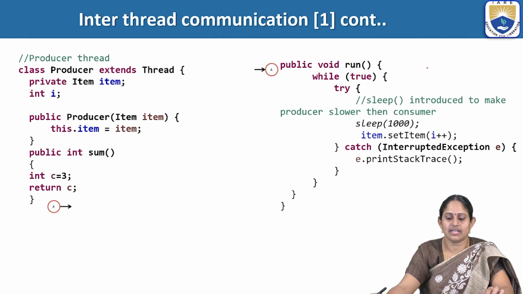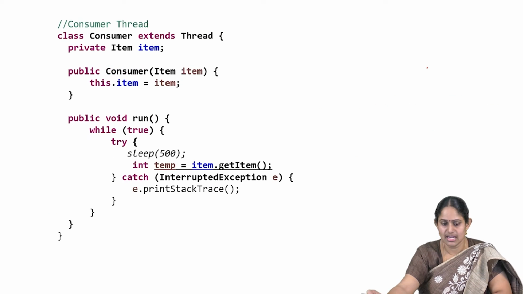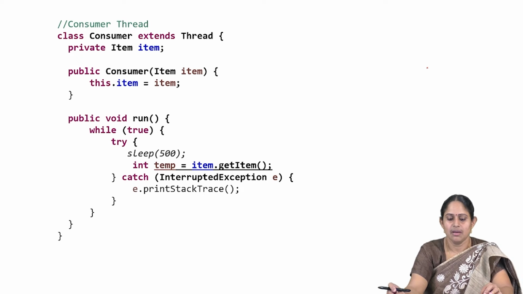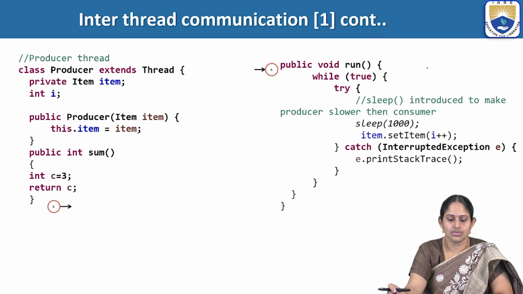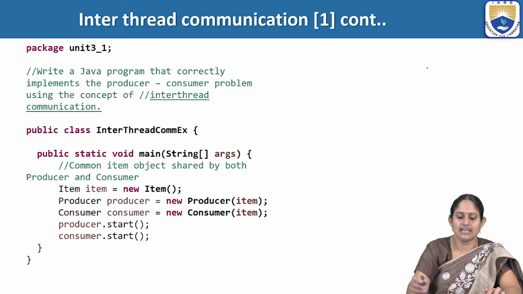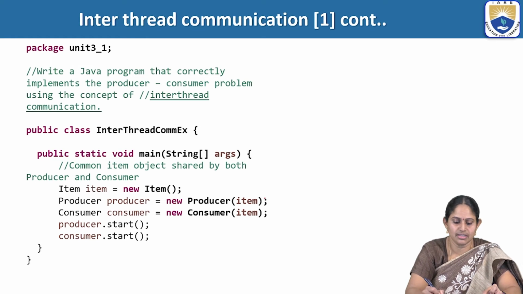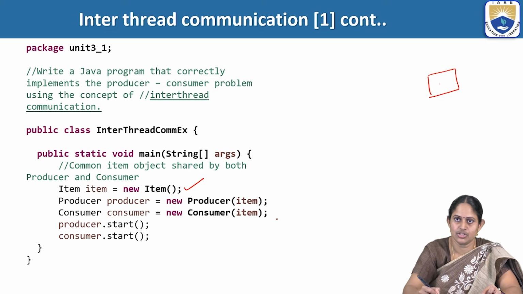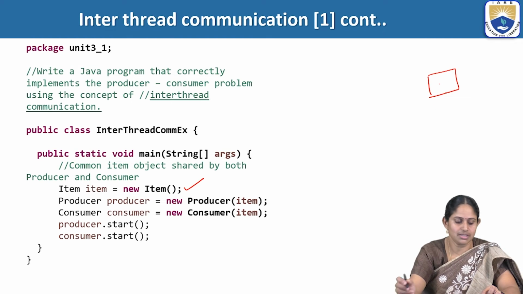And there are two threads for producer and consumer. The producer thread will produce the item and store it into the buffer, whereas the consumer thread will consume the item from the buffer. So let's see how they will work. Initially in our driving class, we are creating an item. So we'll create a buffer, and the producer will produce the item and store it into it, and the consumer will consume the item and consume the data.